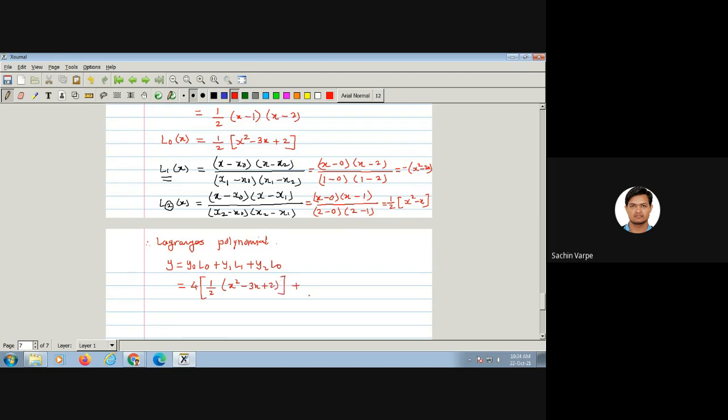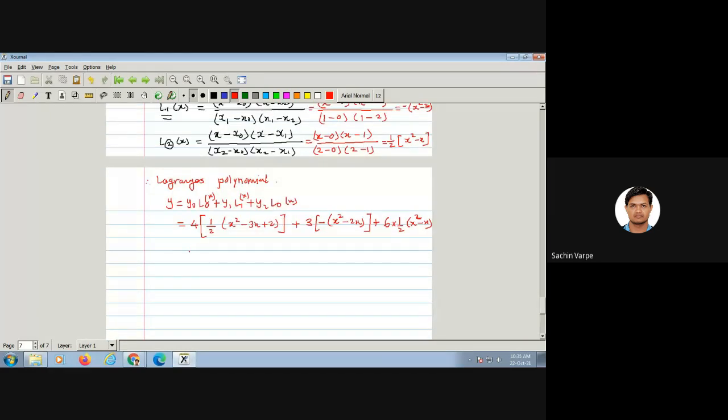Plus y1. y1 is 3, so 3 times L1. What is L1? L1 means L1 of x, okay? Don't get confused, this is of x. That x is silent here actually, that is the independent variable. So 3 into L1, L1 is minus x square minus 2x, right? Plus y2. y2 is 6, 6 into L2, that is half x square minus x. So you just simplify this and that will be your required Lagrange's interpolating polynomial.